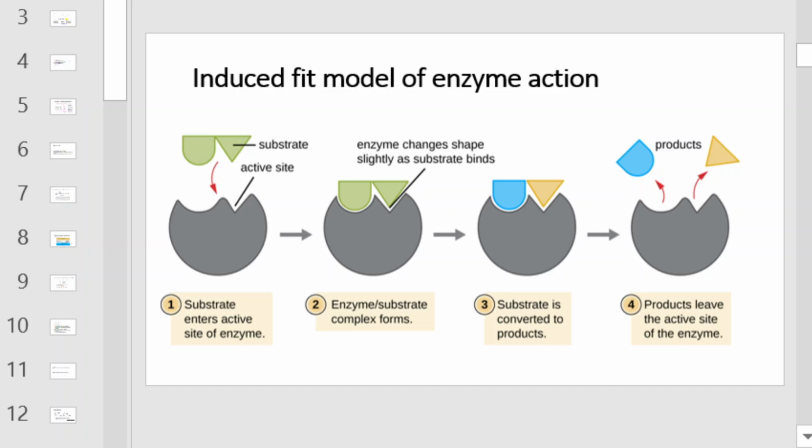Exactly how an enzyme reduces the activation energy can be understood through the induced fit model of enzyme action. Here we see the substrate connecting to an enzyme at its active site. At one point in time, it was thought that this union was so specific that it was described as a lock and key fit.